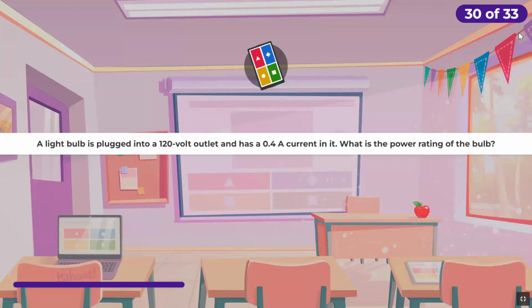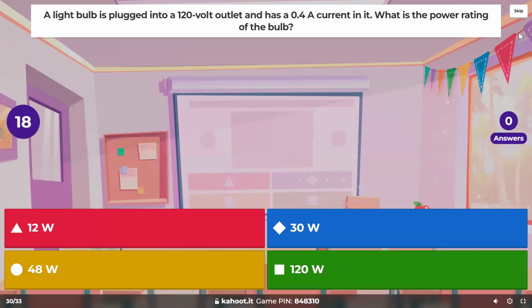A light bulb plugged into a 120 volt outlet has 0.4 amps of current flowing in it. What's the power rating? P equals IV. Power is current times voltage.